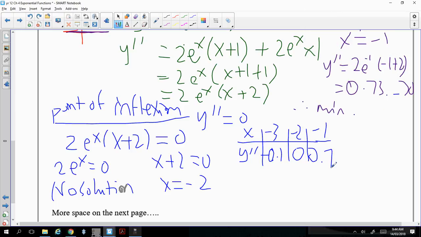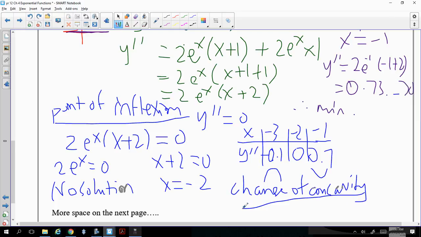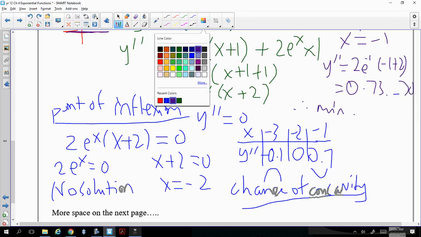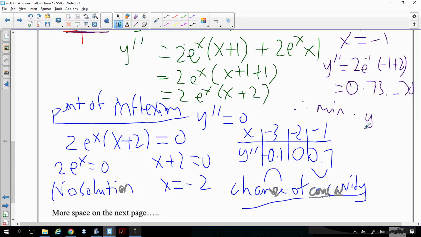And then you have to find the y value. So to find the y value, you have to go y equal to 2x e to the power x, substitute -2 in. So y equal to 2 times -2 e to the power -2, so it will be -4 e to the power -2. So it's -2 comma this.